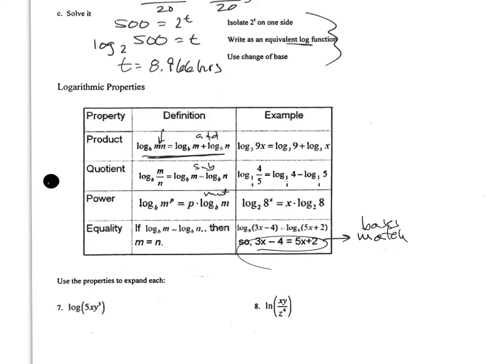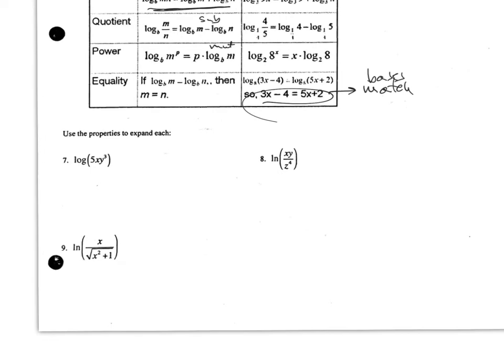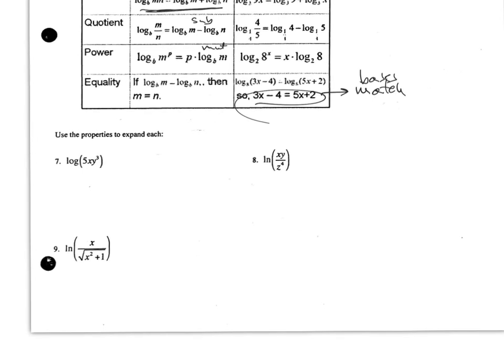I'm going to go through and show you each one of these properties. So it says we're going to use the properties to expand each. So basically, we're going to take this nice compact problem, and we're going to turn it into kind of a long mess. First of all, each separate term gets the word log. Keep the logs the same. So we're going to use only this log in this problem. We're not going to use natural log or log base anything else. So we have the log of 5. We're multiplying, so that's going to turn into adding. Log of x, and we're still multiplying log of y to the third.